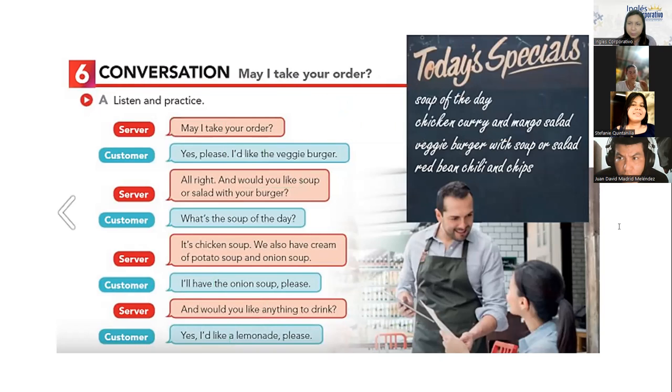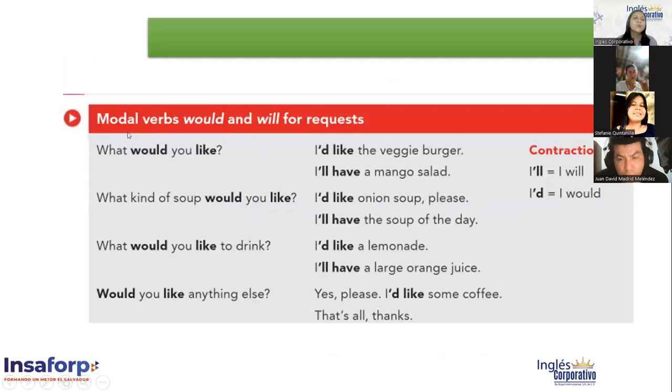Let's go over the grammar points. So we are studying the modal verbs would and will for requests. What would you like? What would you like to eat? What would you like to drink? What would you like to do? What would you like to see? What would you like to listen to? Where would you like to go? When would you like to do it?